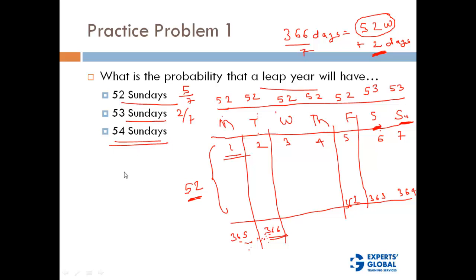54 Sundays, just look at it, 54. Obviously you will know that 54 Sundays is not possible. Another way to figure that out is 54 into 7 is going to be 371 days. We'll need 370 days minimum, whereas we have only 366 days, right? So that means 54 Sundays is not going to happen in 1 year. So the answer is 5/7 for 52 Sundays and 2/7 for 53 Sundays.